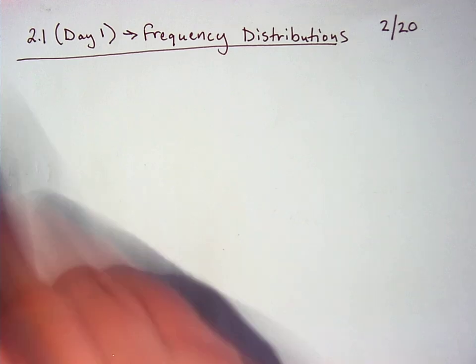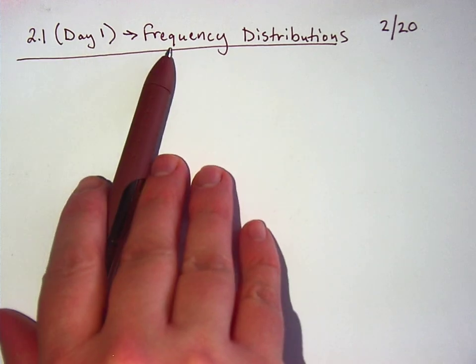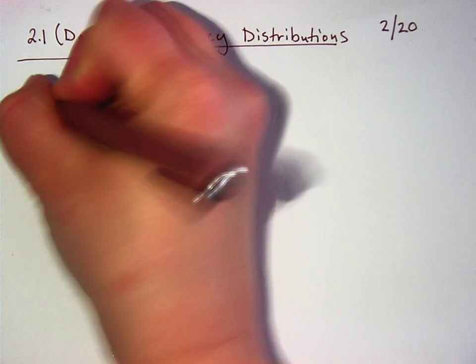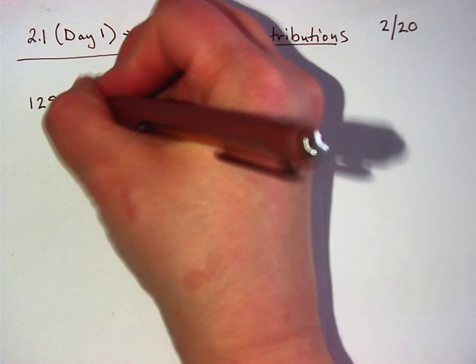So everybody write down 2.1, day 1, frequency distributions, and today's date, which is 2/20. And then write down these numbers.